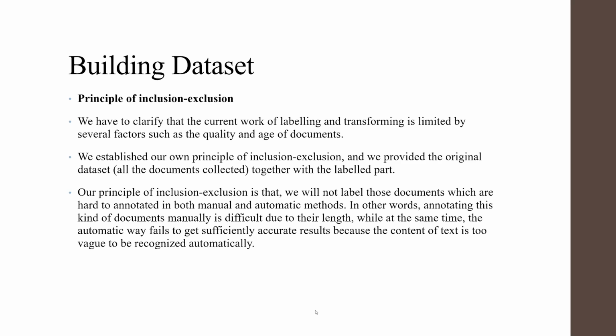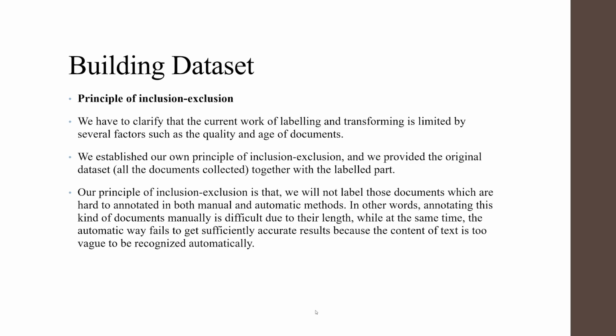Here is our principle of inclusion and exclusion. We have to clarify that the current work of labeling and transforming is limited by several factors such as the quality and the age of the document. So we established our own principle of inclusion and exclusion, and we provided the original dataset together with the labeled part. Our principle of inclusion and exclusion is that we will not label those documents which are hard to annotate in both the manual and automatic methods.